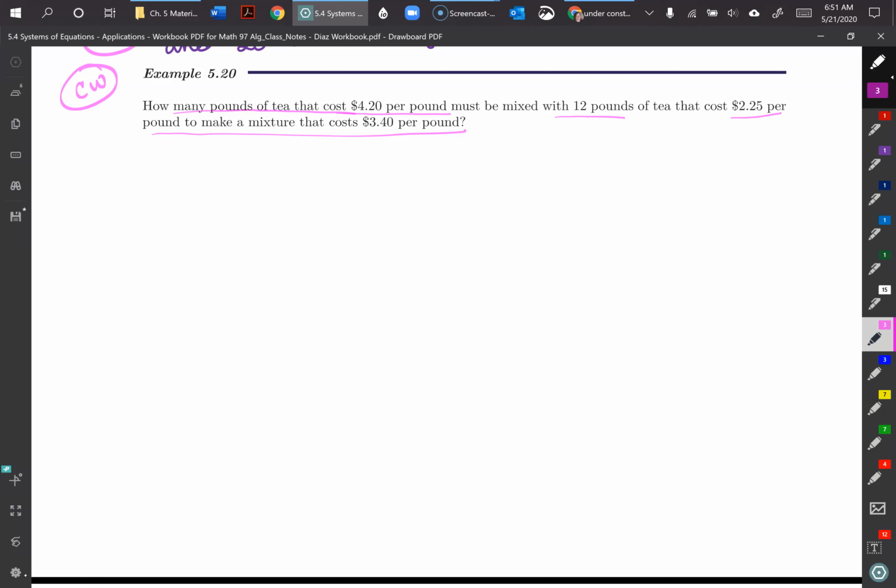So I'm going to let that equal x. Let x equal the number of pounds for the $4.20 tea. Okay, so the first tea must be mixed. This is the more expensive tea. It must be mixed with 12 pounds of tea that costs $2.25 per pound.